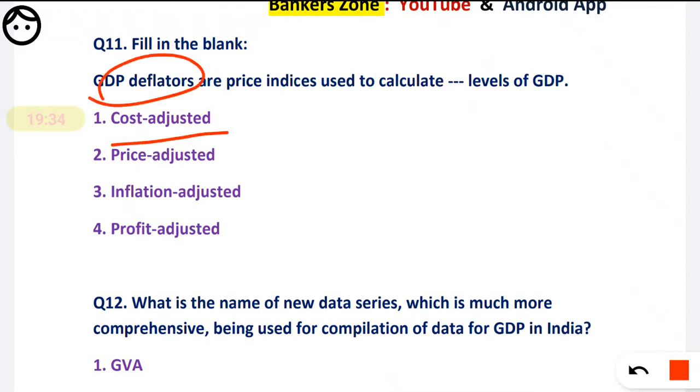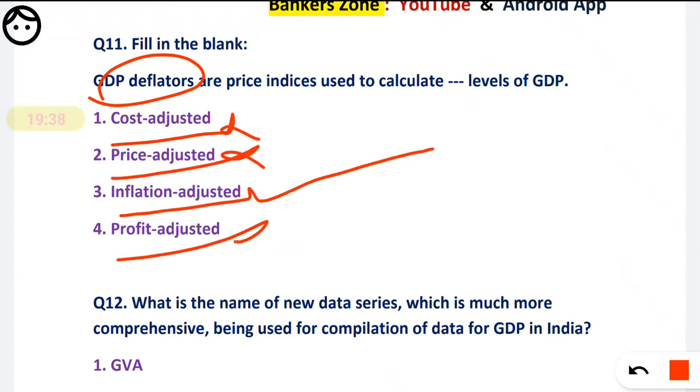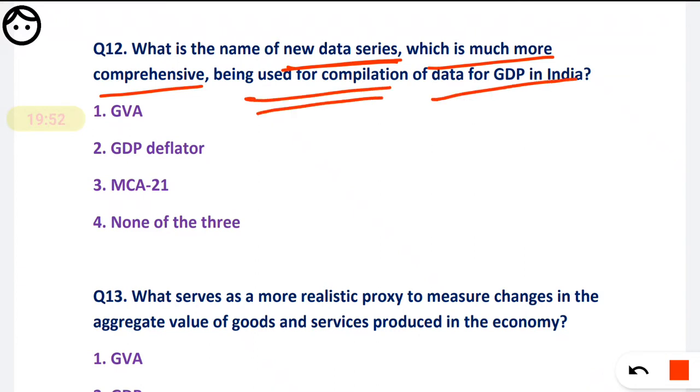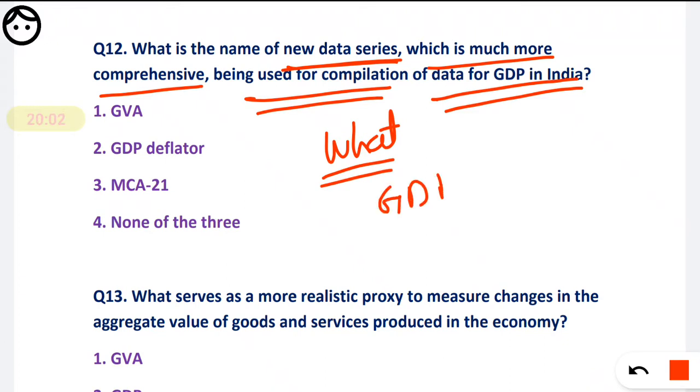First option, cost adjusted. Second, price adjusted. Third, inflation adjusted. So you have to mark inflation adjusted. Now question number 12. What is the name of a new data series which is much more comprehensive, being used for compilation of data for GDP in India? First option GVA, second GDP deflator, third MCA 21, fourth none.